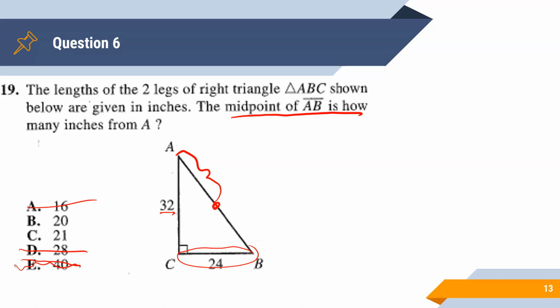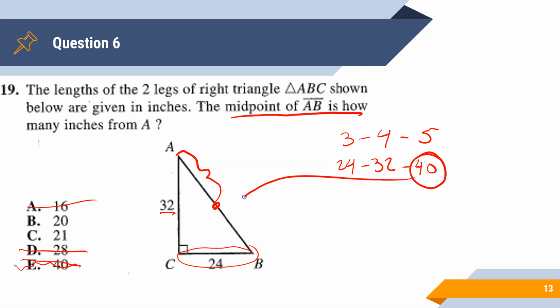Well, there is a triple here that we have. There's a 3, 4, 5 triple that's going on here. If we times all of these by 8, we have 24, 32, 40. 40 is the missing side. I'm glad we eliminated it because we need to know this side, which happens to be 20. Okay.